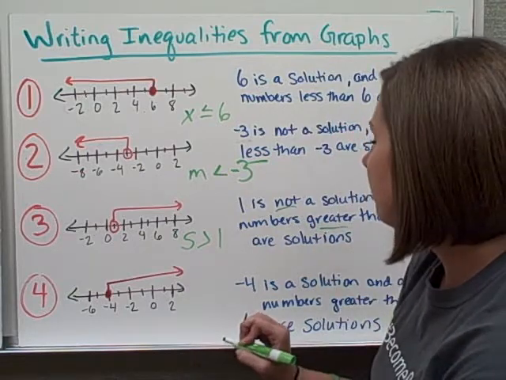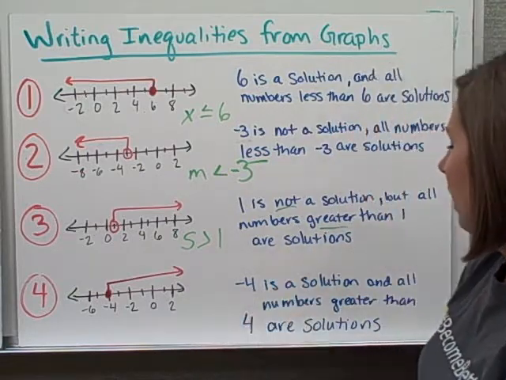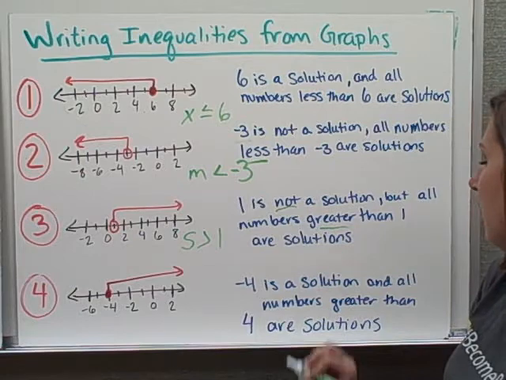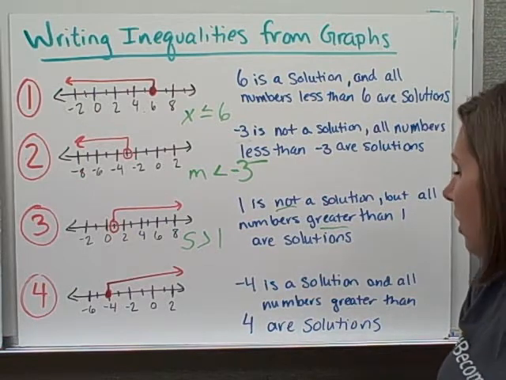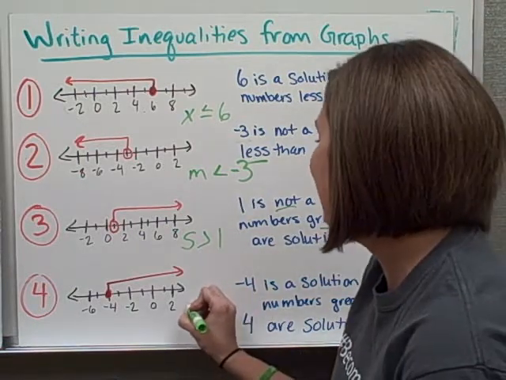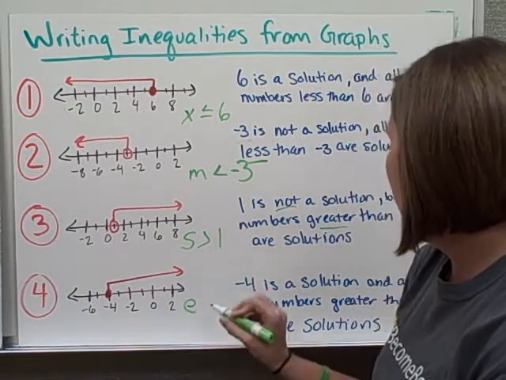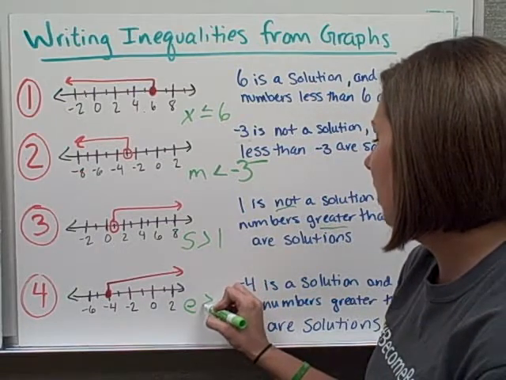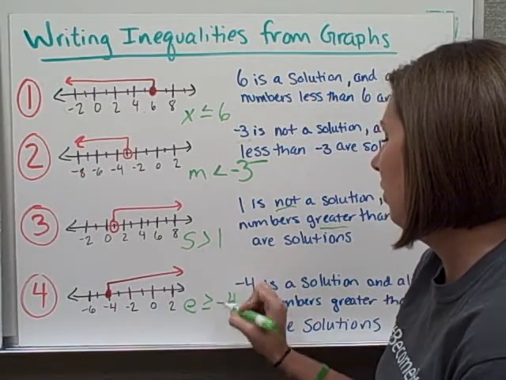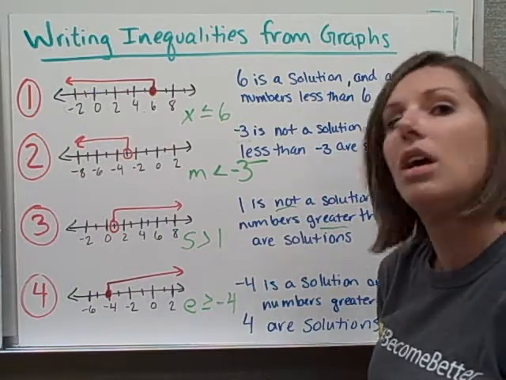And number 4. -4 is a solution, and all the numbers greater than -4 are solutions. So I'm going to use an E, and we're going to do E greater than or equal to -4. That would be the inequality for this graph.